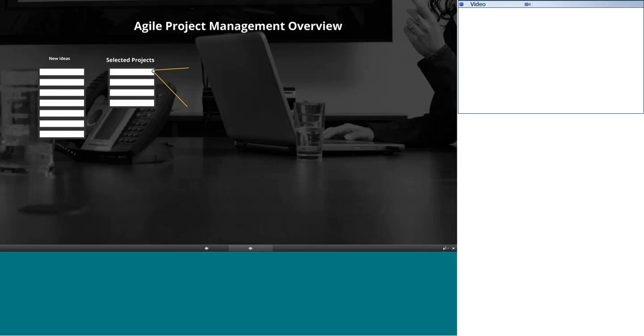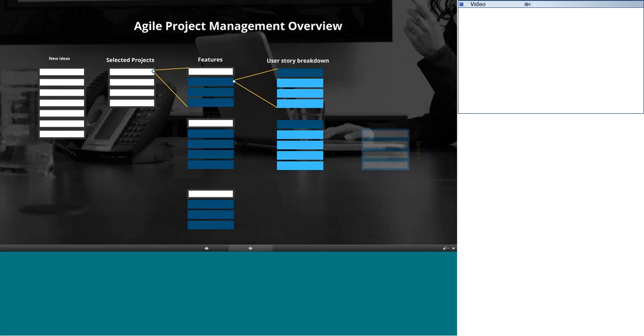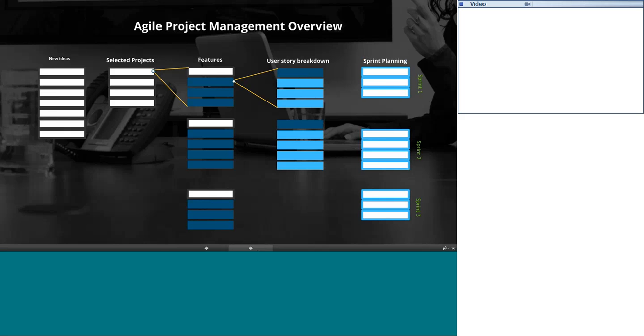And then we take those projects and we break them into features, and then we take even these features and break them down into user stories. And then lastly, we'd have the user stories broken down into specific tasks that we would break up into chunks of probably 2 to 4 weeks, which we would call sprints. And then we would burn through these sprints until the project is complete.